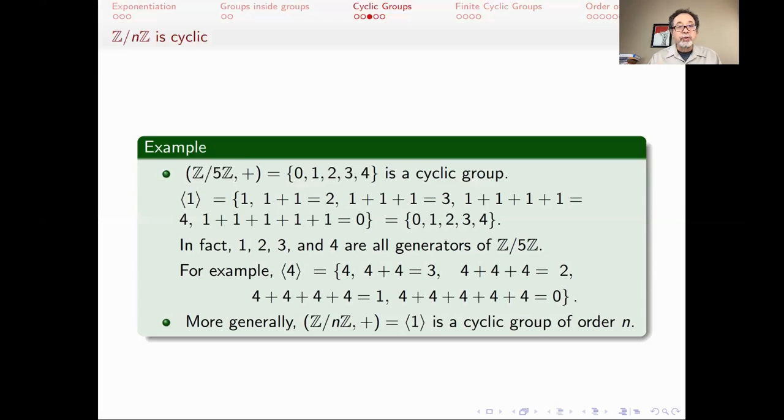Same thing works for Z mod NZ. It's always generated by 1, because if you keep adding 1, of course, you will get all of the elements of Z mod NZ, and so it's a cyclic group. It's not true that all non-zero elements are always generators. That will be true if n is a prime, but not otherwise. But the point is that all Z mod NZs are cyclic groups, and they're generated by 1.